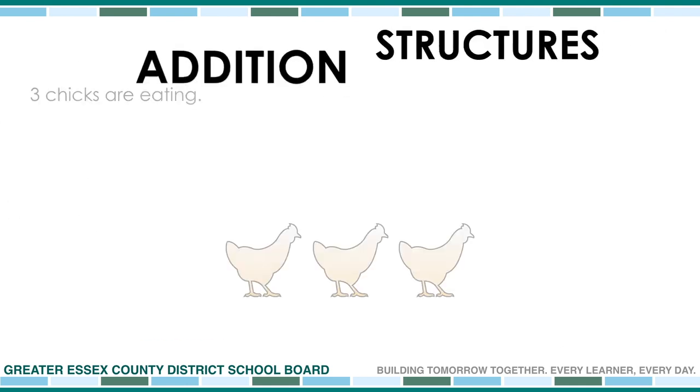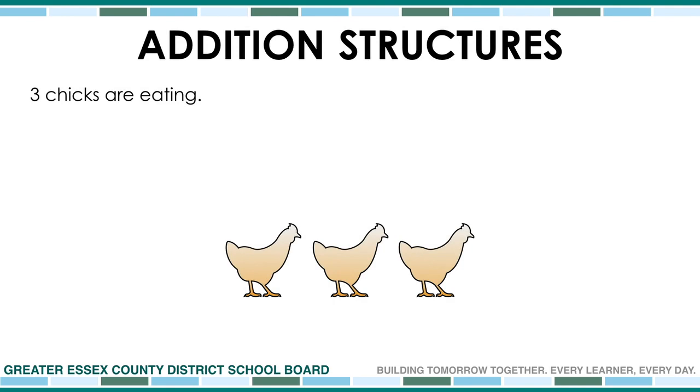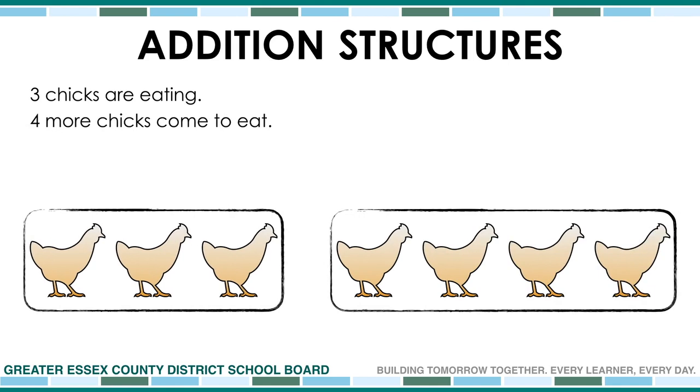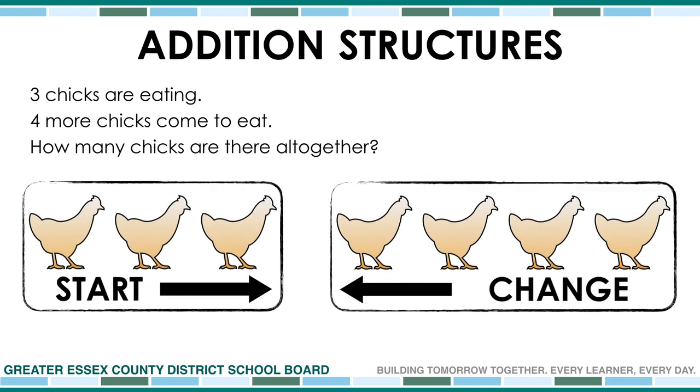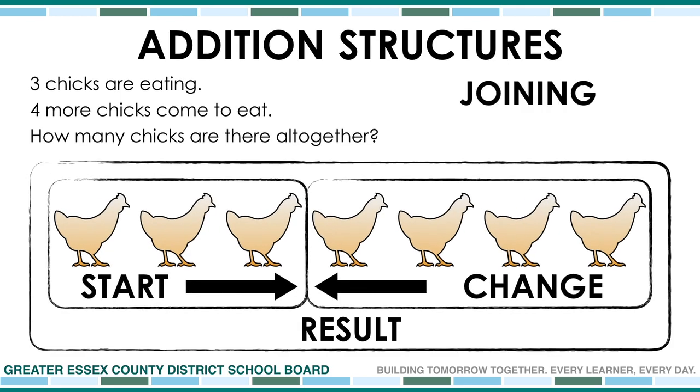The first is pretty typical. Suppose there are 3 chicks eating. Then 4 more chicks come to eat as well. How many chicks are there altogether? Now, this is a pretty common scenario, and it has a name. We call this a joining addition problem, and some even call it active addition, since some action took place here with the second set or group of chicks that came into the scene after.